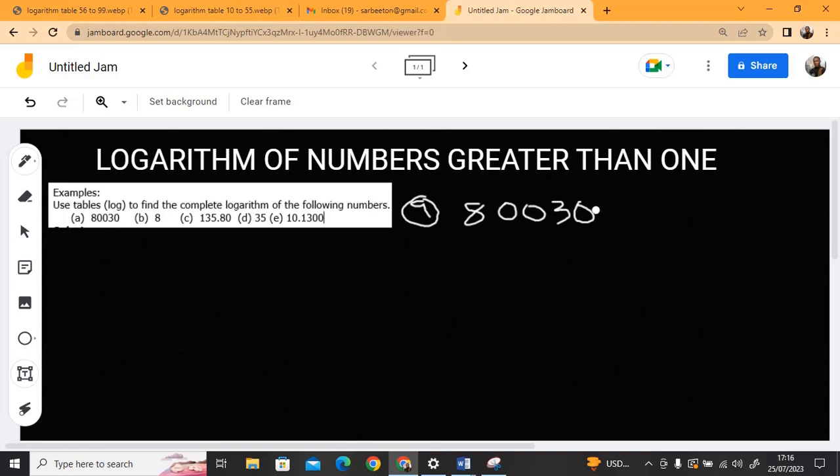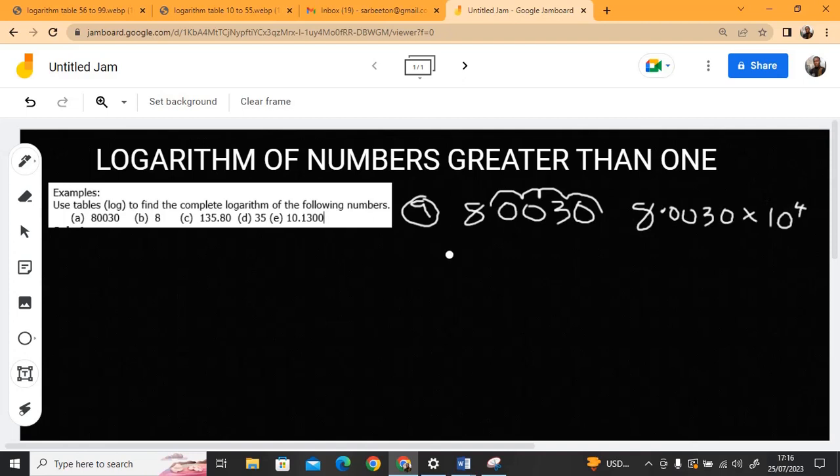So I told you the invisible point is at the back of this number, so you move it to the front of 8. You have 1, 2, 3, 4. So this is 8.0030 times 10 raised to power 4. Now it does not have a 0 point, so it is 10 raised to power 4.